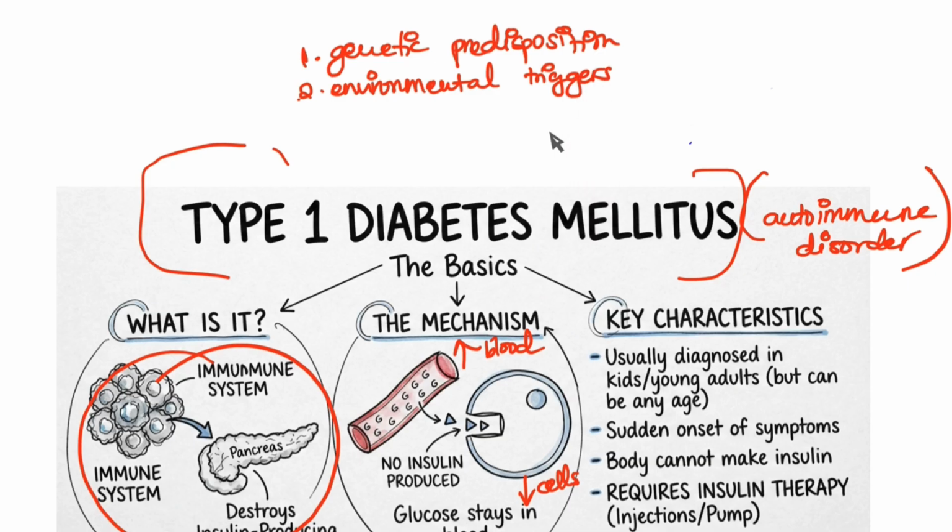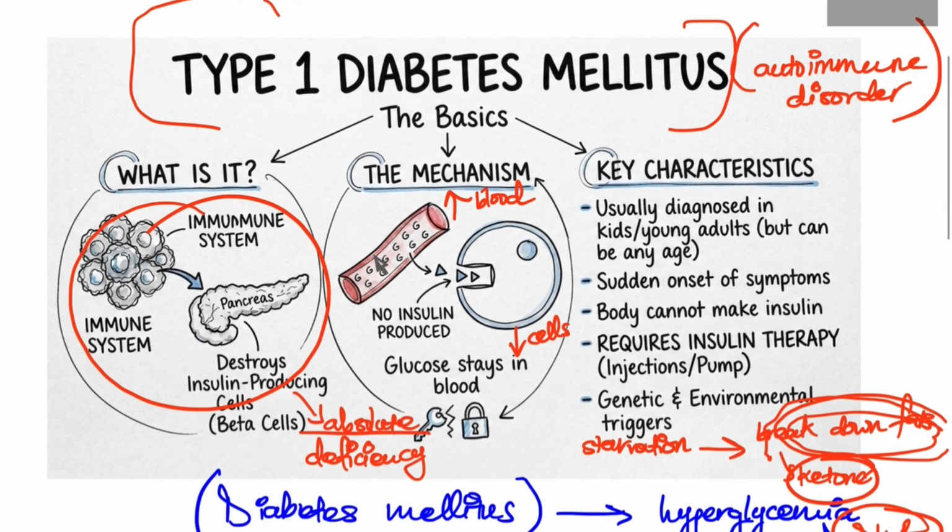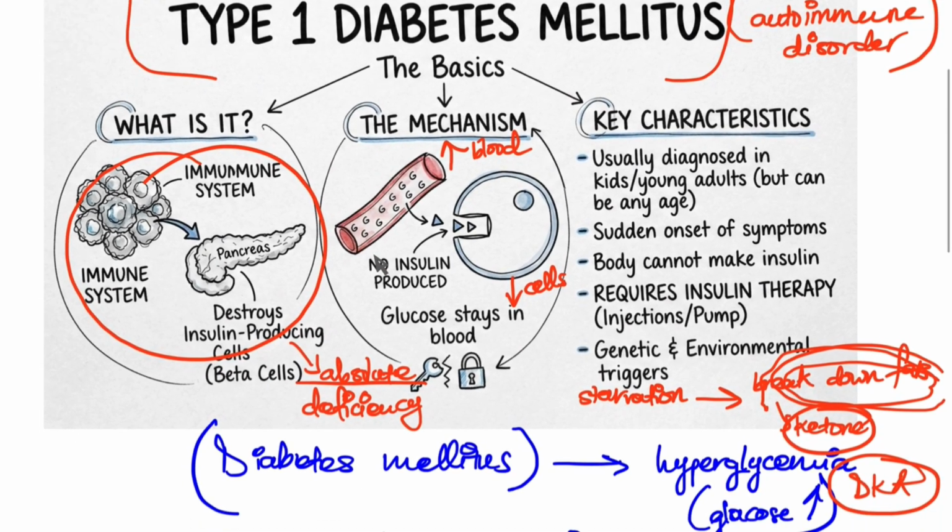Now, what does that mean? Especially viral infections, for example, such as the Coxsackie B virus, are believed to initiate the autoimmune processes in genetically susceptible individuals. Other autoimmune diseases, including Hashimoto thyroiditis, Graves' disease, celiac disease, and Addison's disease, are also more common in patients with type 1 diabetes mellitus. So we're going to go quickly through the clinical features of type 1 diabetes.